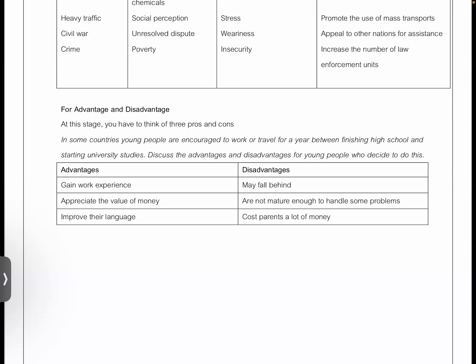But this is not without some disadvantages. So the one disadvantage is that those who choose to work part-time might fall behind, because their friends remain in the country, might be studying or preparing themselves for college.